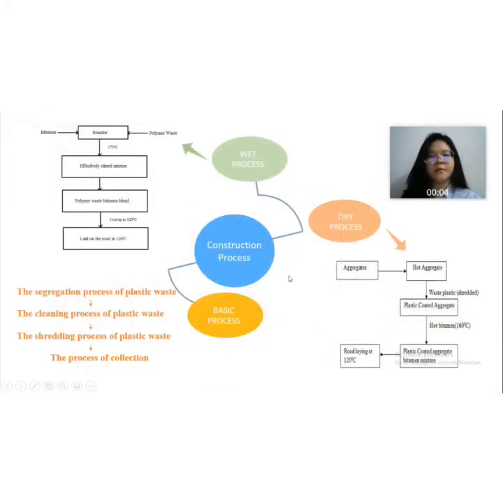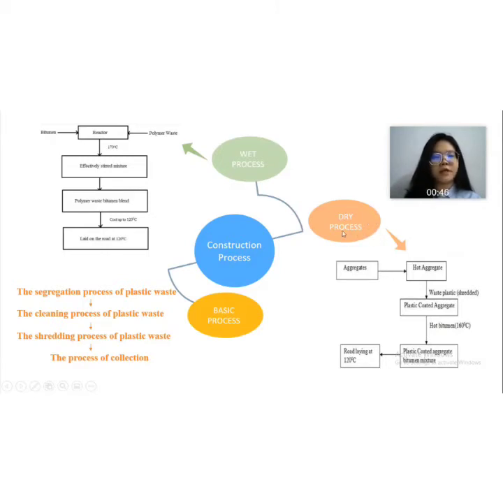Next, I will present the construction process in our proposed solution. The first one is the basic process involving the segregation of plastic waste, where we need to obtain the plastic from different sources, and the cleaning process of plastic waste to clean and dry the plastic. And next, the shredding process of plastic waste to shred and slice the plastic into small pieces. And lastly, the process of collection, in which the plastic retained at 2.36 millimeters was collected.